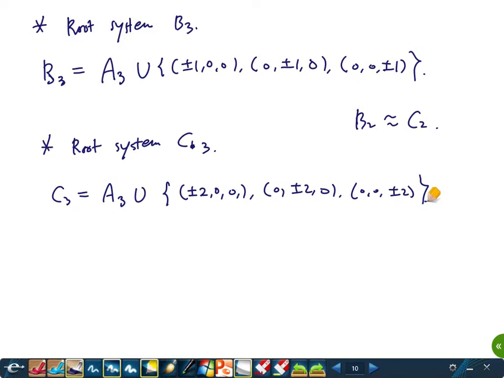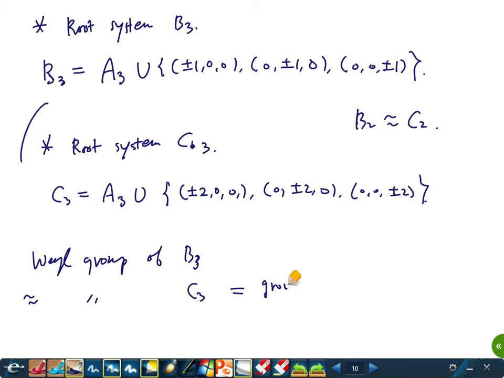Oh, and by the way, the Weyl group of B3 is really the same as the Weyl group of C3. So for Weyl groups, we always have the same thing for Bn and Cn. Although as root systems they are not isomorphic, their Weyl groups are isomorphic. And these are the group of symmetries of the regular cube.